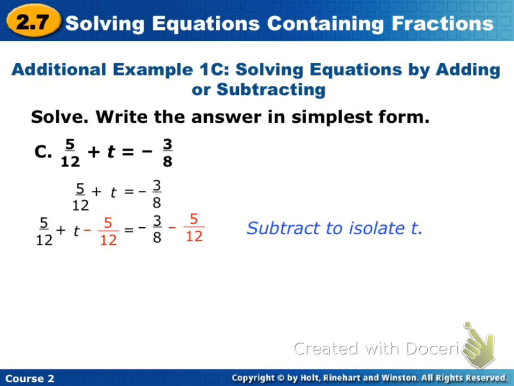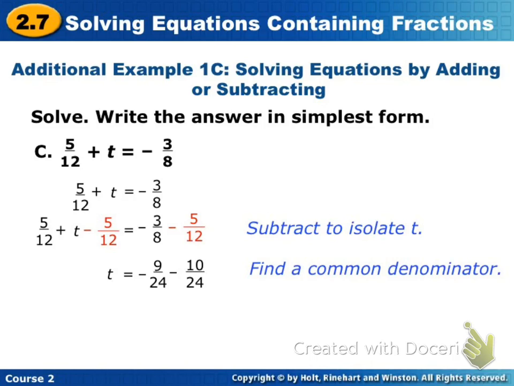So we have to isolate t by subtracting 5/12 from both sides. Find the common denominator and rewrite both fractions so that t will be equal to a negative 9/24 minus 10/24. So a negative 9 minus 10 is a negative 19/24.